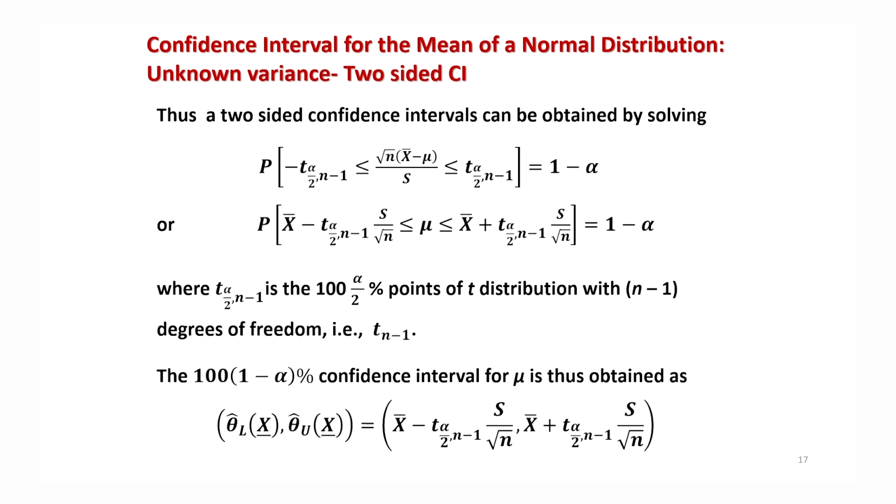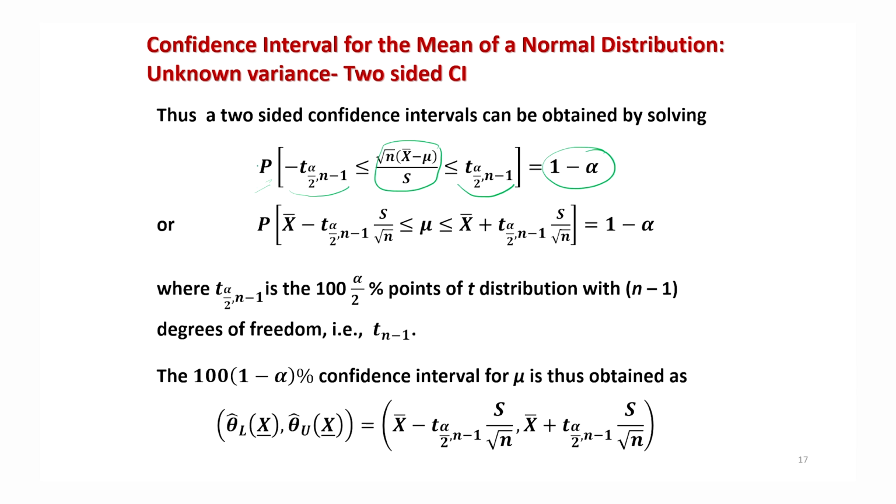Now I can say that a two-sided 100(1 minus alpha)% confidence interval can be obtained by writing the probability that square root of n x bar minus mu upon s lies between the two critical values, minus t alpha by 2 at n minus 1 degrees of freedom and plus t alpha by 2 at n minus 1 degrees of freedom, such that its probability is 1 minus alpha.